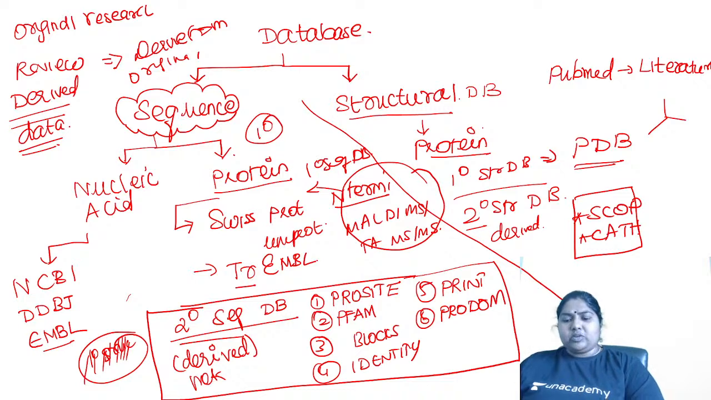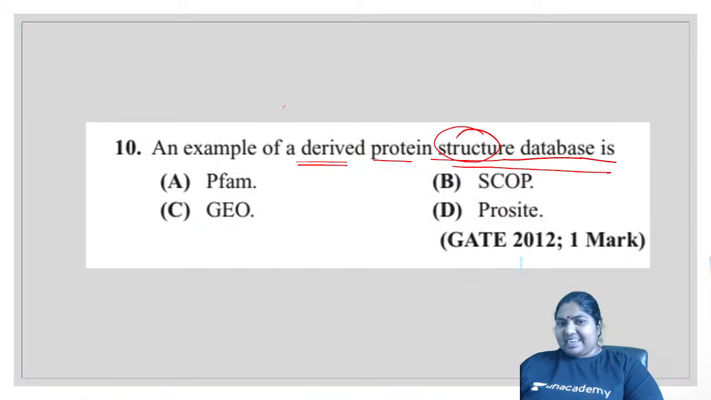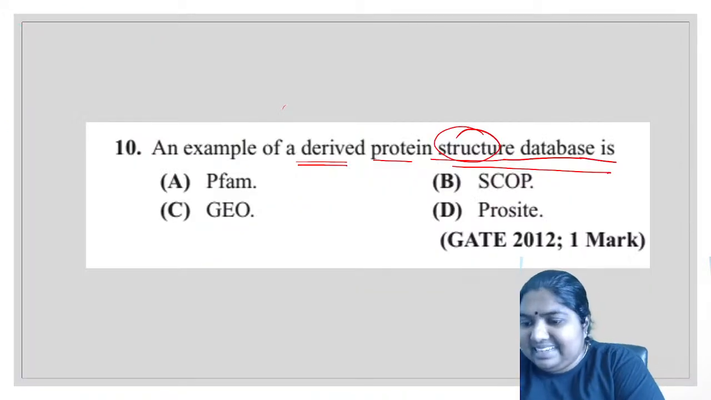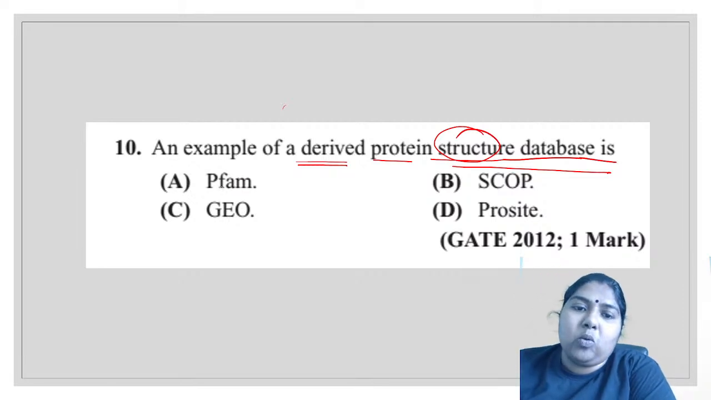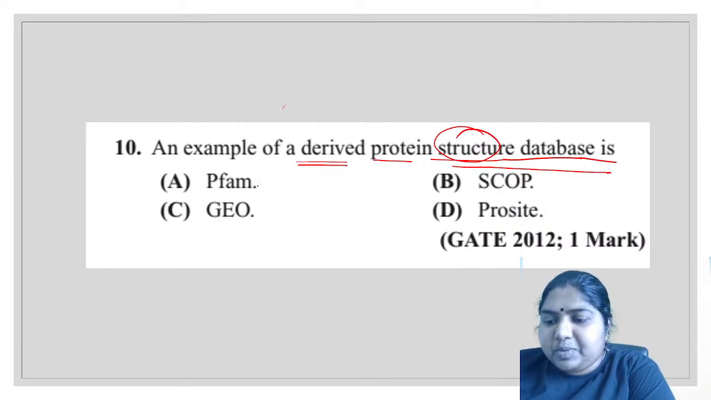Everybody in the class, did you now get a total idea? Take a snip, I am going to change the slide. Is it clear to you? What is a sequence database? What is a structural database? What is the primary structure? What is the secondary structure? What is the primary sequence? What is the secondary sequence? Fantastic. Yes, everybody. So now you are going to tell me, what is PFAM? Very good. What is PFAM?